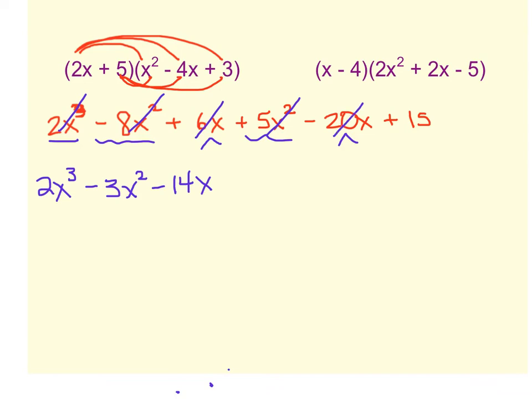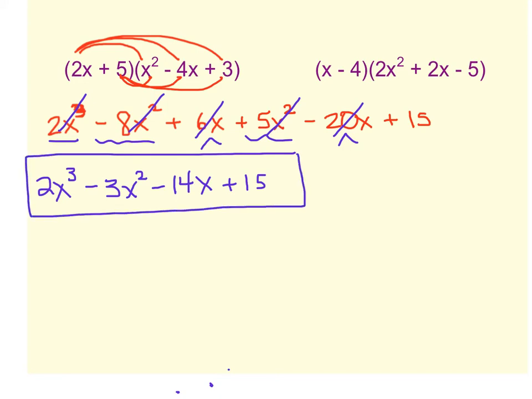And then look for any constant terms. You just have that plus 15 on the end. So that is one method. That's your distributing / foiling if you're multiplying polynomials bigger than binomials.